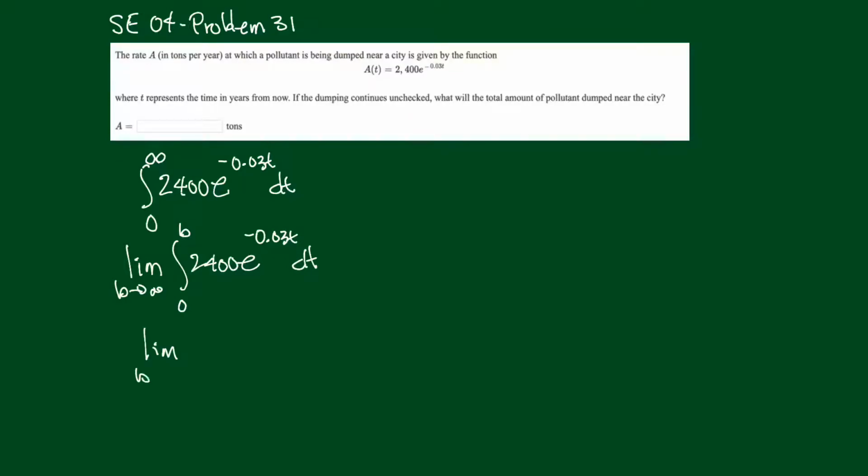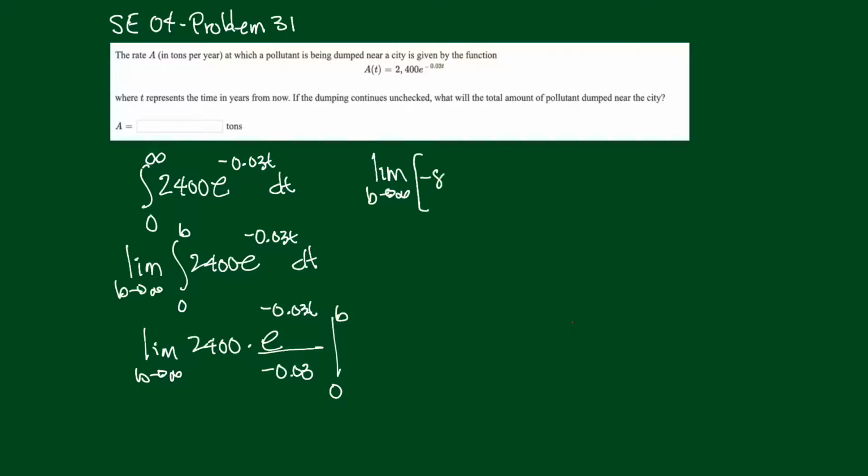This will give us the limit as b goes to infinity of, so what are we going to get here? 2400 times e, the function itself, to the negative 0.03t, divided by that exponent, negative 0.03, from 0 to b. So we'll get the limit as b goes to infinity of, now 2400 divided by negative 0.03 is negative 80,000, and then e to the negative 0.03t. And we're going from 0 to b.